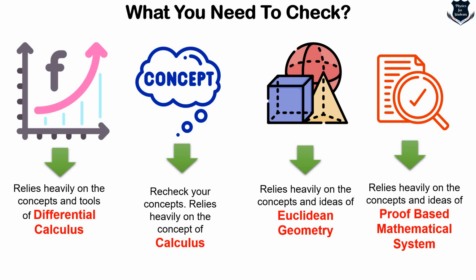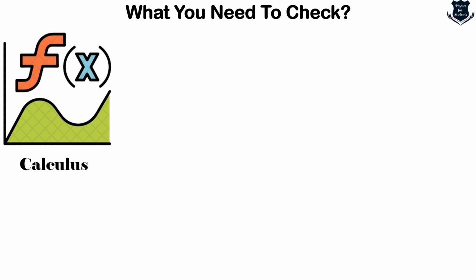So: a heavy mastery of differential and integral calculus, a good understanding of Euclidean geometry, and an understanding of what is called a proof-based mathematical system, because there are a lot of proofs which need to be done in differential geometry. So to summarize, what is the mathematical prerequisite, or what are the things that you need to do? Not much.